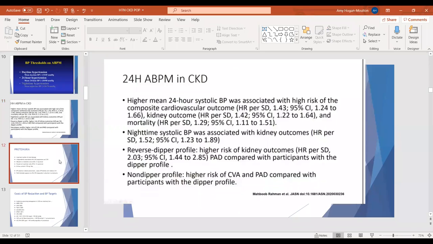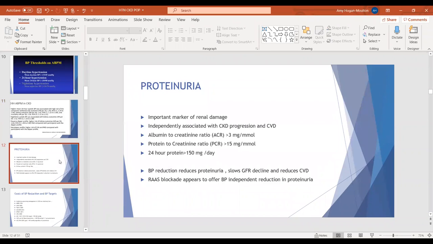All right, so proteinuria. Again, for all the nephrologists, this is basic. For the cardiologists, I'm sure it's basic too, but it does matter because it's considered an important marker of renal damage, primarily because there are a million glomeruli and they all have endothelial cells. It is independently associated with chronic kidney disease progression and cardiovascular disease. You know, albumin to creatinine ratio over 3 mg/mmol. That would be a very small amount of protein, but this is what they're reporting. Protein creatinine ratio over 15 mg/mmol.